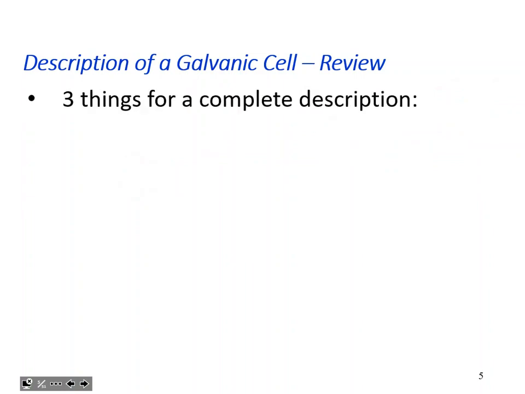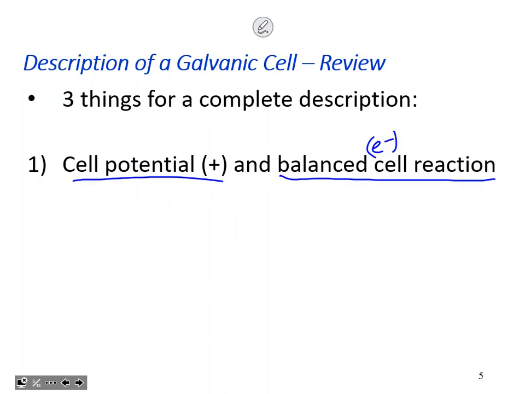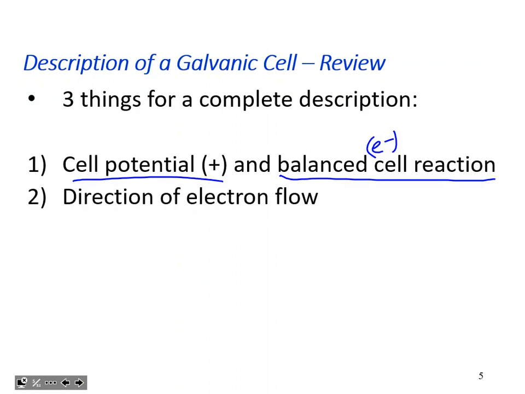Couple other things, 3 things for a complete description. Cell potential has to be positive for a galvanic cell, kind of define that. And you have to have a balanced overall cell reaction, and this is going to be based off of the electrons, right? You balance it off of the electrons. Second part here, direction of the electron flow, don't forget. Direction of the electron flow is going to be anode to cathode, always. That's how the electrons flow from the anode to the cathode.